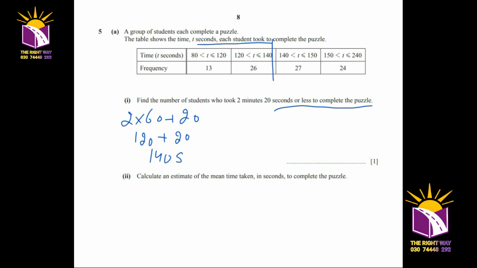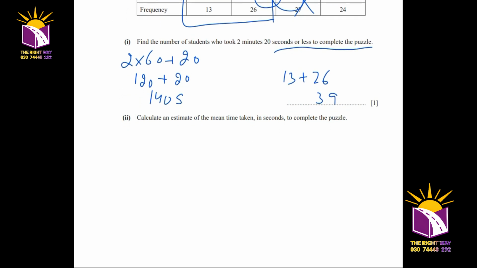140 or less means these two, because it is equal to 140, and here it is less than 140. So we are not going to use this one. Sorry, it is greater than 140, t is greater than 140, so we are not going to use this one. So our frequency will be 13 plus 26, because it is equal or less than 140. So I am using these two. 13 plus 26 will be equal to 39. So 39 students completed the puzzle in 2 minutes 20 seconds or less.